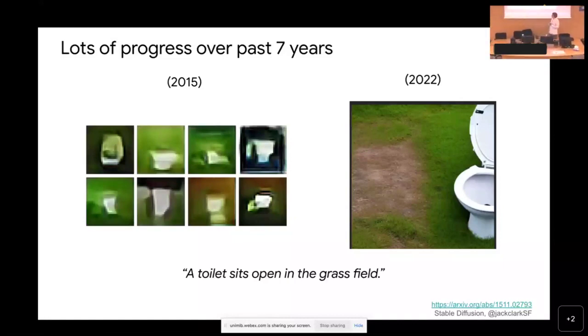Once you actually reach something like this, these models become commercially useful for all kinds of graphics or marketing or anything you imagine. So the whole field is really exploding right now, and it's a perfect time to talk about it.